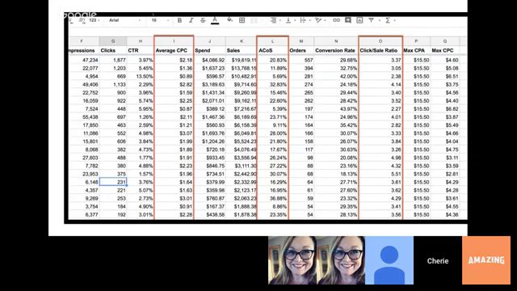AdRank is a formula, and it's a formula within the algorithm that's going to calculate your sales against your competitors' bids, against your bid. You should never be coming up above your max CPC. That's just strange and probably an error.